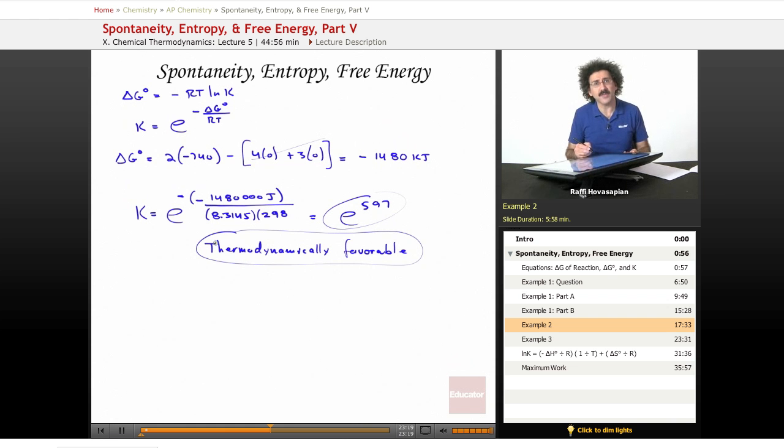So in some sense, as you see, the free energy and the equilibrium constant are sort of almost the same thing. They tell you what's going on, and there is a relationship between them, but they're not the same thing.